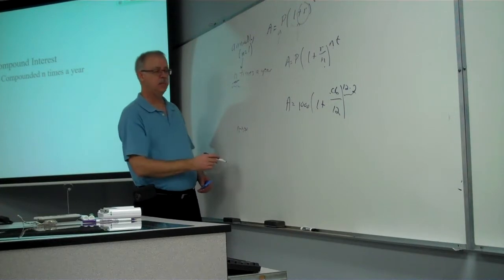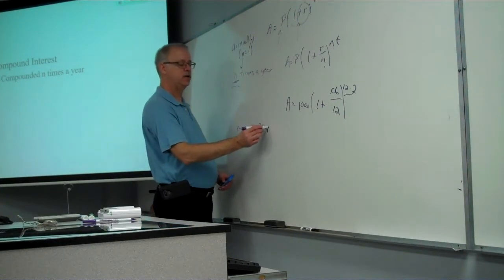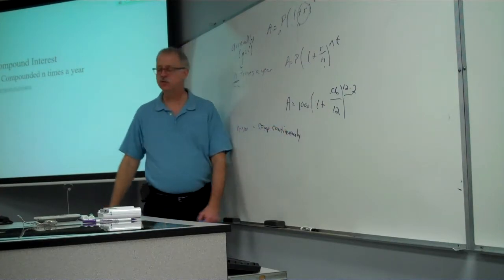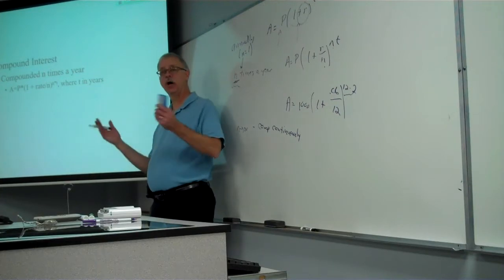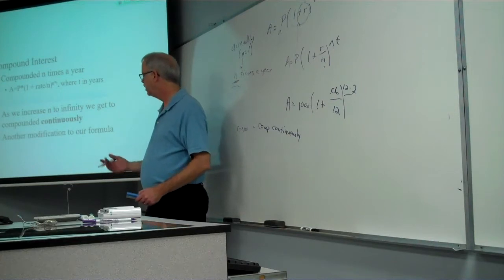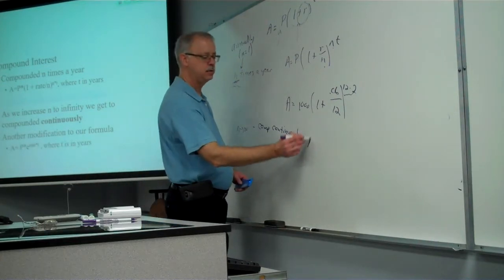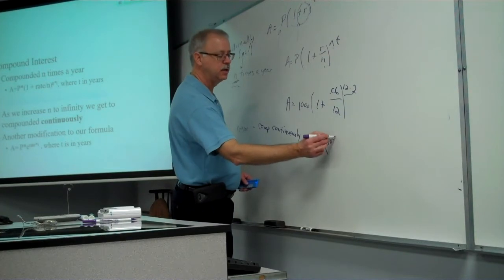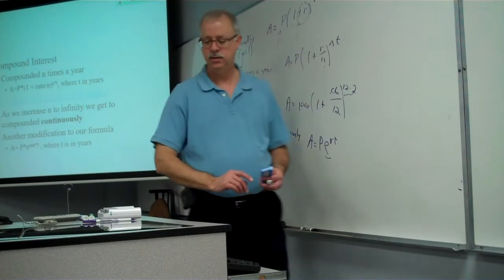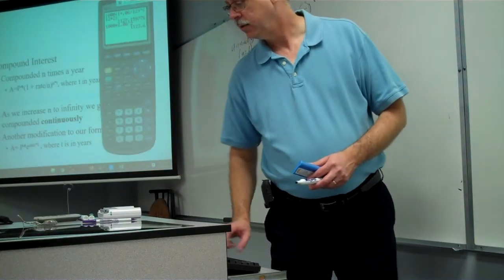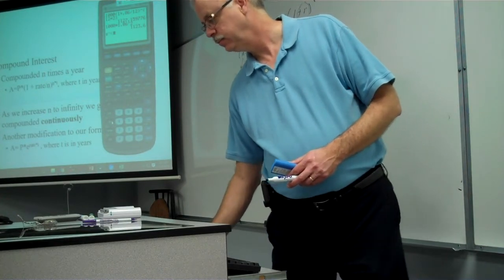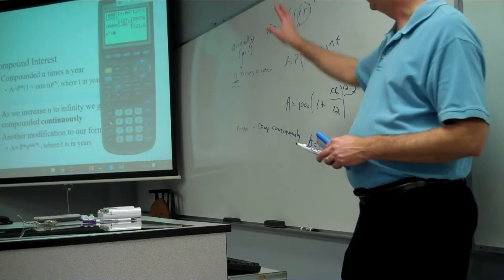So as we think of n getting bigger and bigger and bigger, we get what's called compounded continuously, which in a sense with bacteria growth and things like that, that's kind of how they grow. They're always growing, and so compounded continuously, we get a different formula. The amount equals the principal times e to the RT power. E is on your calculator. So when we need e to a power, we can let the calculator do that.